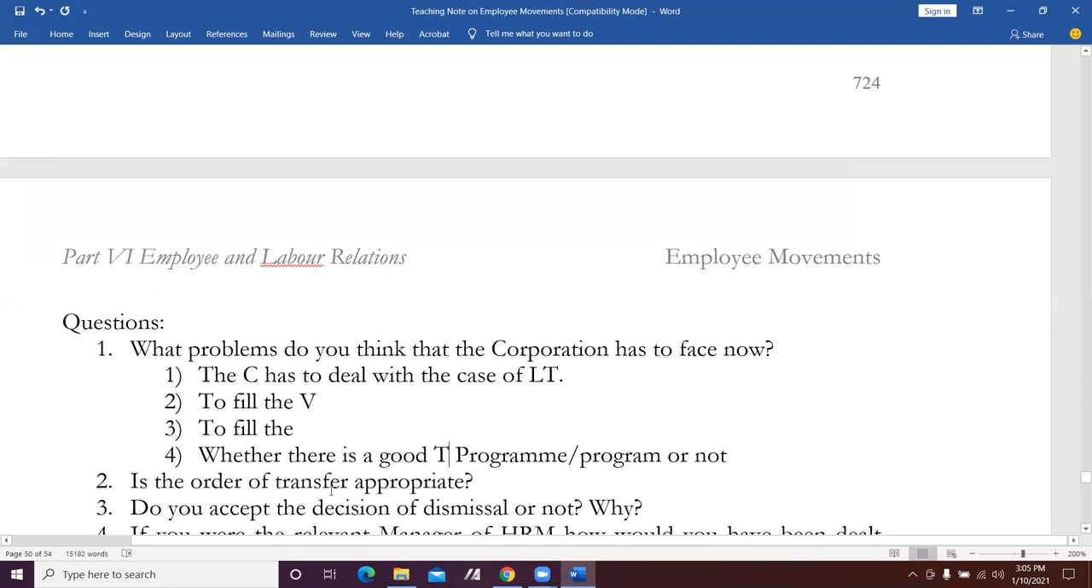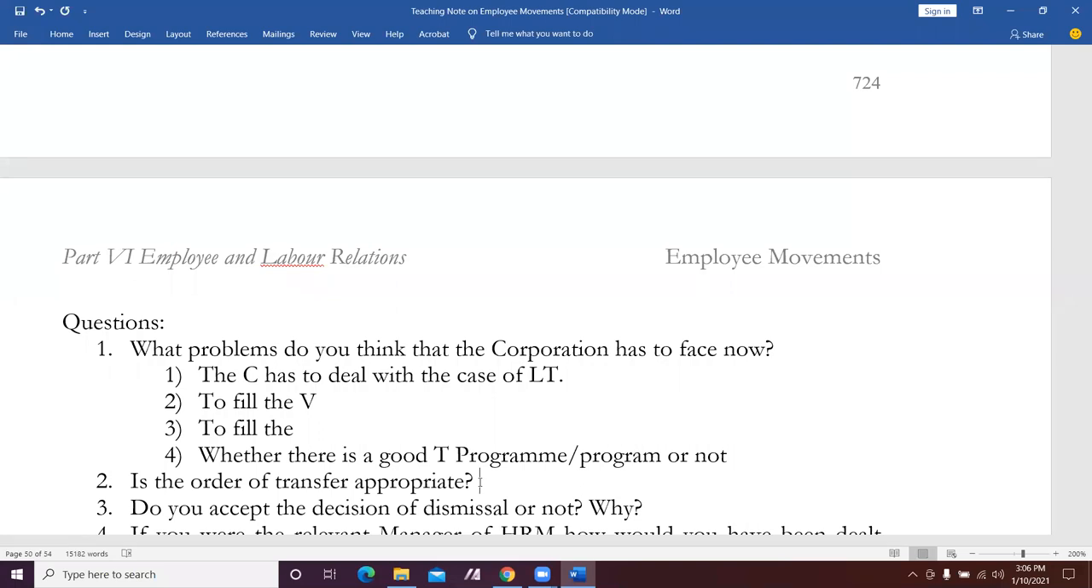Then, is the order of transfer appropriate? An interesting question. Yes, of course. Reasons. First reason: there was a real business need. Second reason: the HR department studied the staff requirements and found that the Goal branch had an additional clerk. That's another reason.